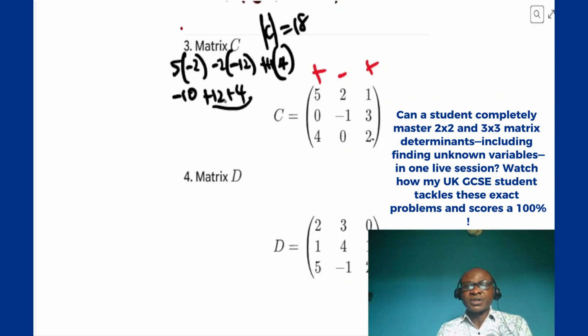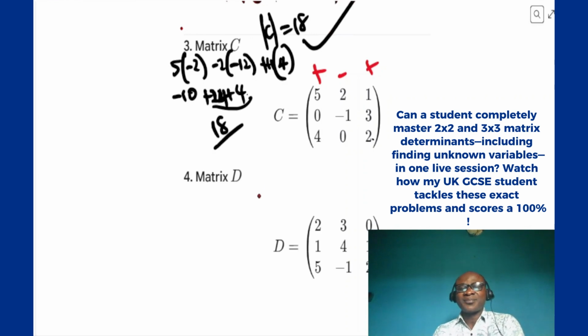Where did you see 24? Okay, this is plus 24. You are right. Plus 24. Good. So 24 plus 4 is 28, minus 10, that is 18. Oh, you are correct. Excellent. Beautiful. You are there. All right. What did you get as the determinant of matrix D?